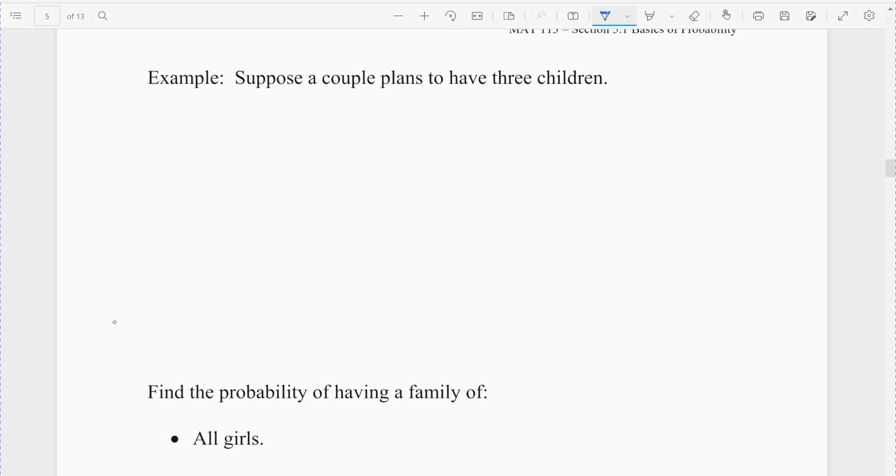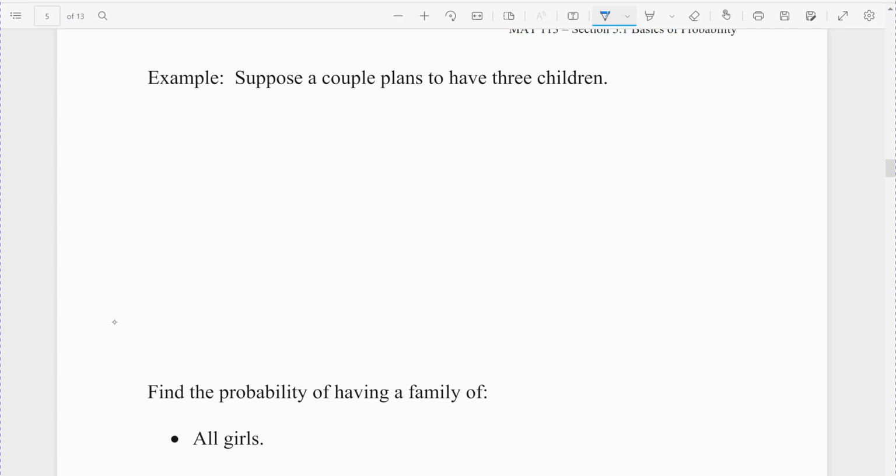Alright, the next example is suppose that we were having children. And again, having children, we're going to assume that having boys and girls are equally likely. So this is a lot like the flipping the coin example, and I'm going to set it up in a very similar way. Now, suppose that a couple plans to have 3 children. Again, the probability of having a boy and a girl is the same.